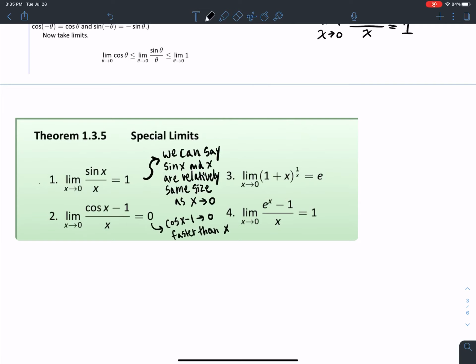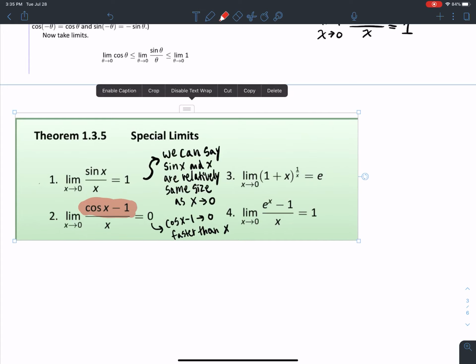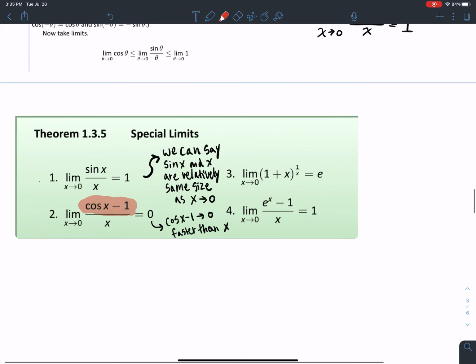Now, the second one here, I have a function cosine x minus 1 divided by x. This ratio heads to 0 as x goes to 0. So what does that mean? That means that the numerator is going to 0, right? So the numerator is heading towards 0 faster than x is heading towards 0. So cosine x minus 1 is heading towards 0 quicker than a linear fashion of x.